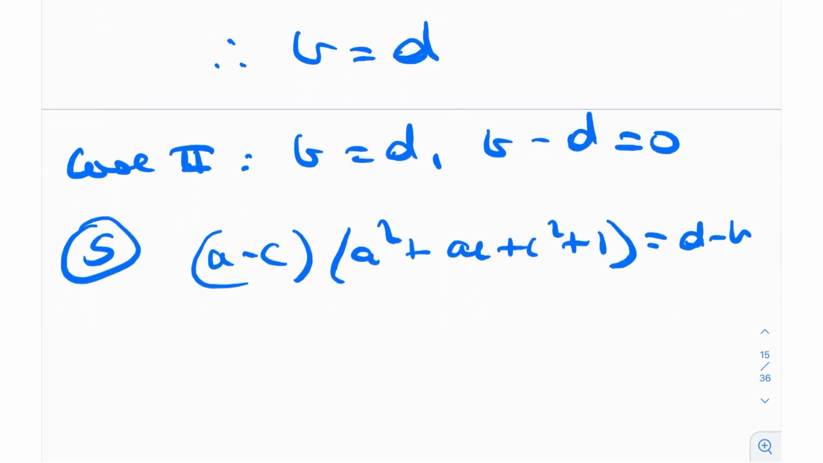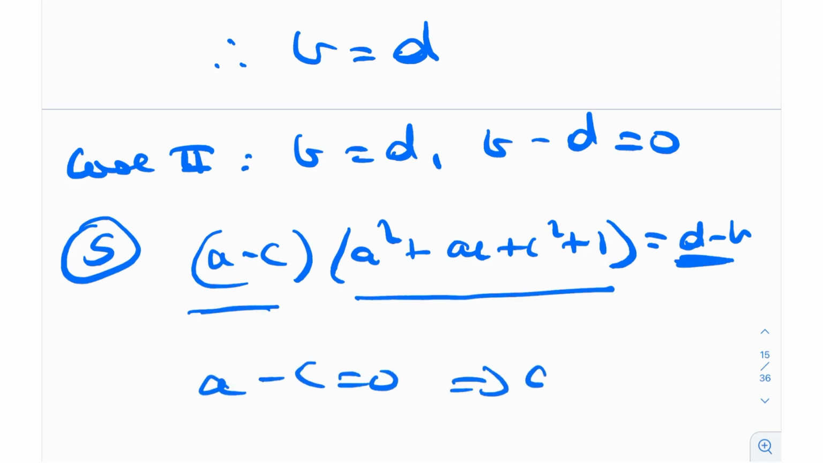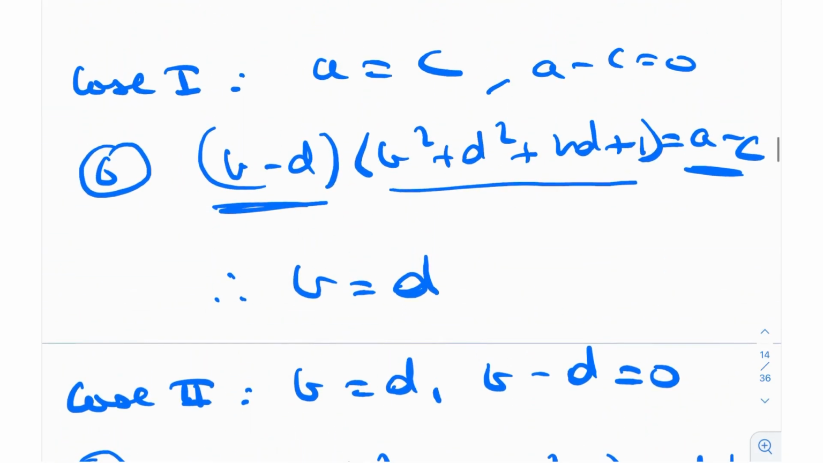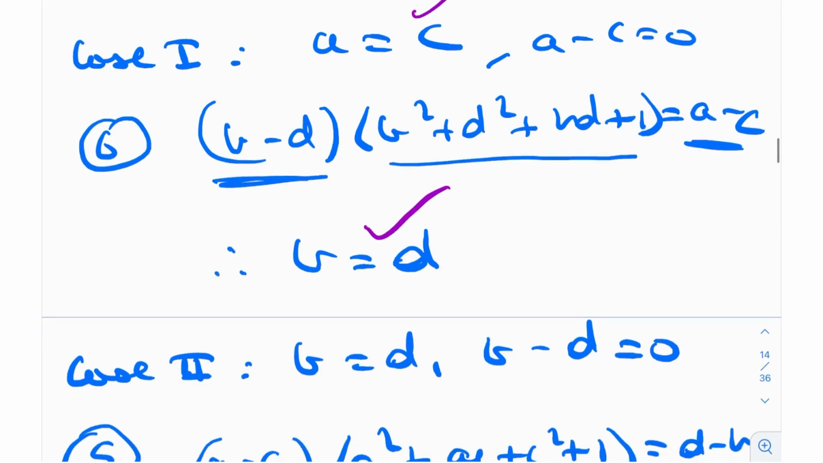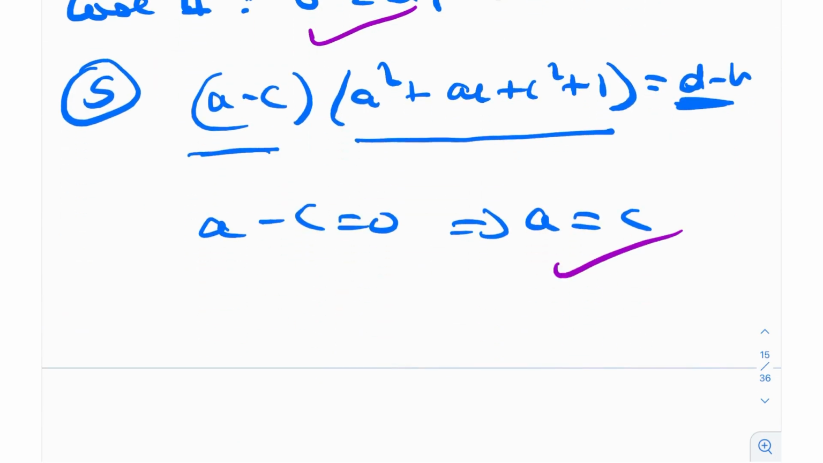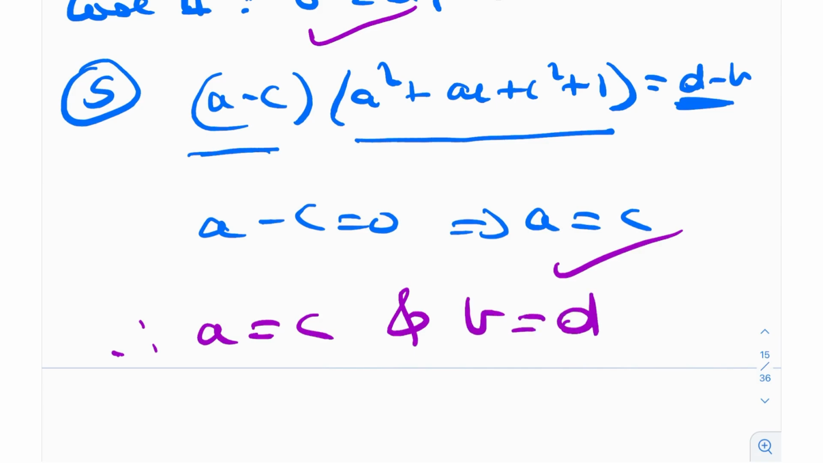So if b minus d is 0, then this has to be 0, because obviously this entire expression is never going to be 0. So that means that we have a minus c is equal to 0, which implies a is equal to c. So what are we noticing? You're noticing that if a is equal to c, then automatically b is equal to d as a consequence of that. And similarly, if b is equal to d, then a is equal to c as a consequence of that. Therefore, we have a is equal to c and b is equal to d. So both of them are holding true.